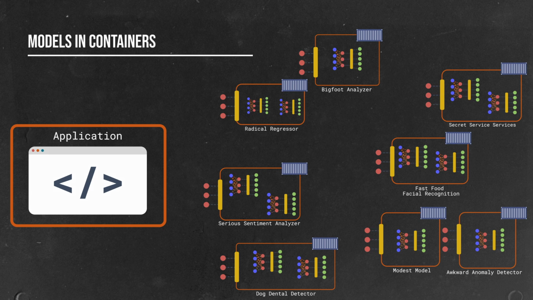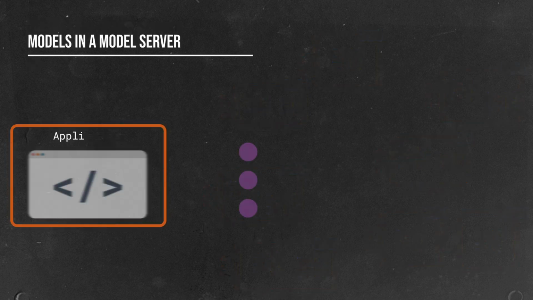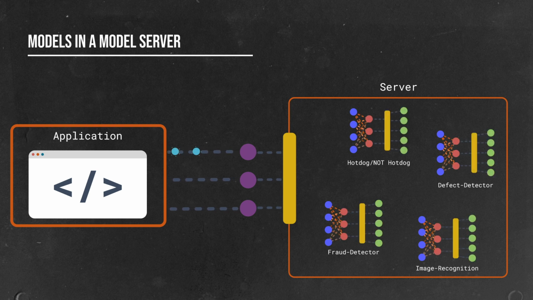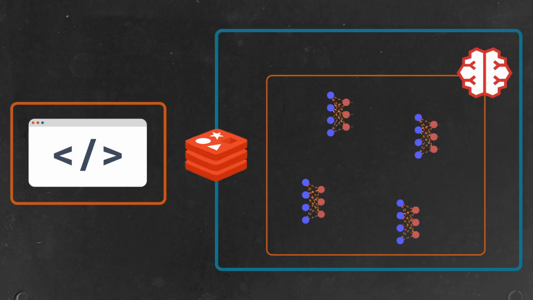The third and best solution is to use a purpose-built model server. Model servers live to host models and provide a common service interface for applications to consume. They eliminate the need for containerizing models while still providing that loose coupling between your model and your application. And this is where Redis AI comes in. Redis AI, it's a module that gives Redis the ability to host models and perform inferences. Redis AI makes Redis a model server.